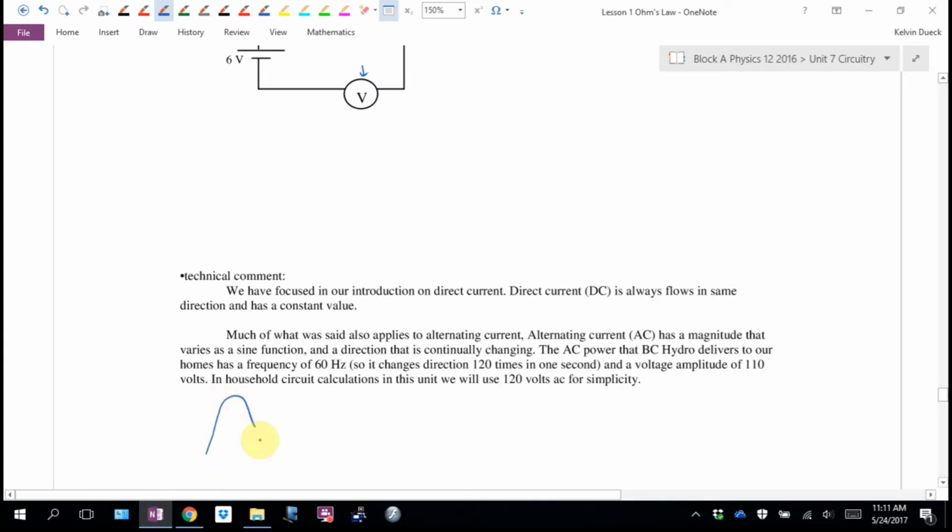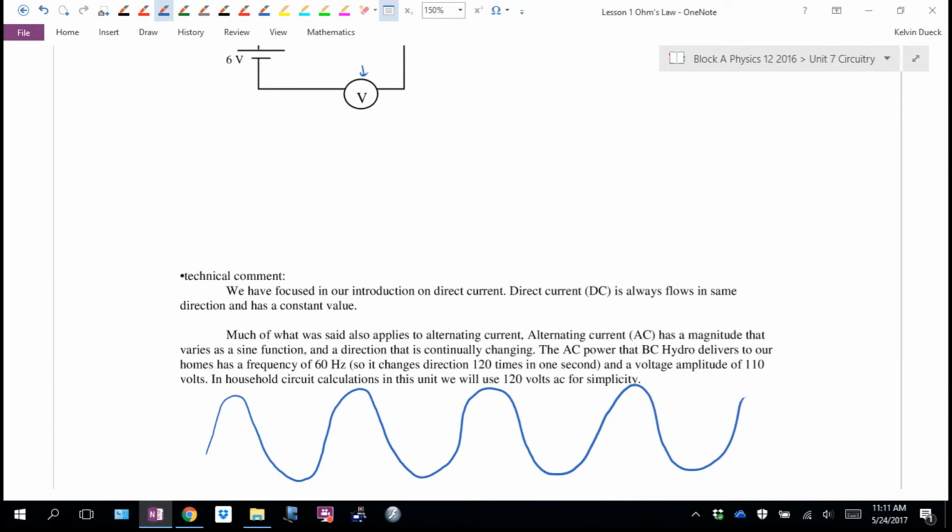The voltage goes this way, the voltage goes that way. It has a frequency of 60 hertz. So it has a period of 1 over 60, has an amplitude of 120. I think the amplitude's the voltage. Can't remember now, I'd have to go look it up.